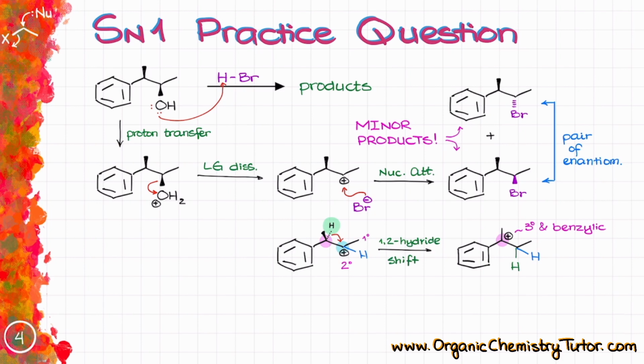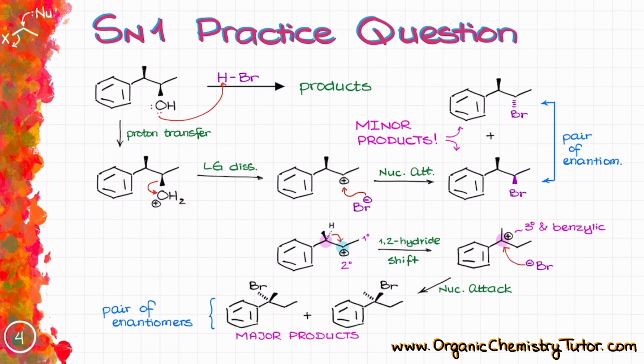So finally, once we perform the nucleophilic attack on our newly formed carbocation, we are going to make our actual final product. And if I want to be completely precise with my language, we're going to get a pair of enantiomers, in other words, a racemic mixture for our products.